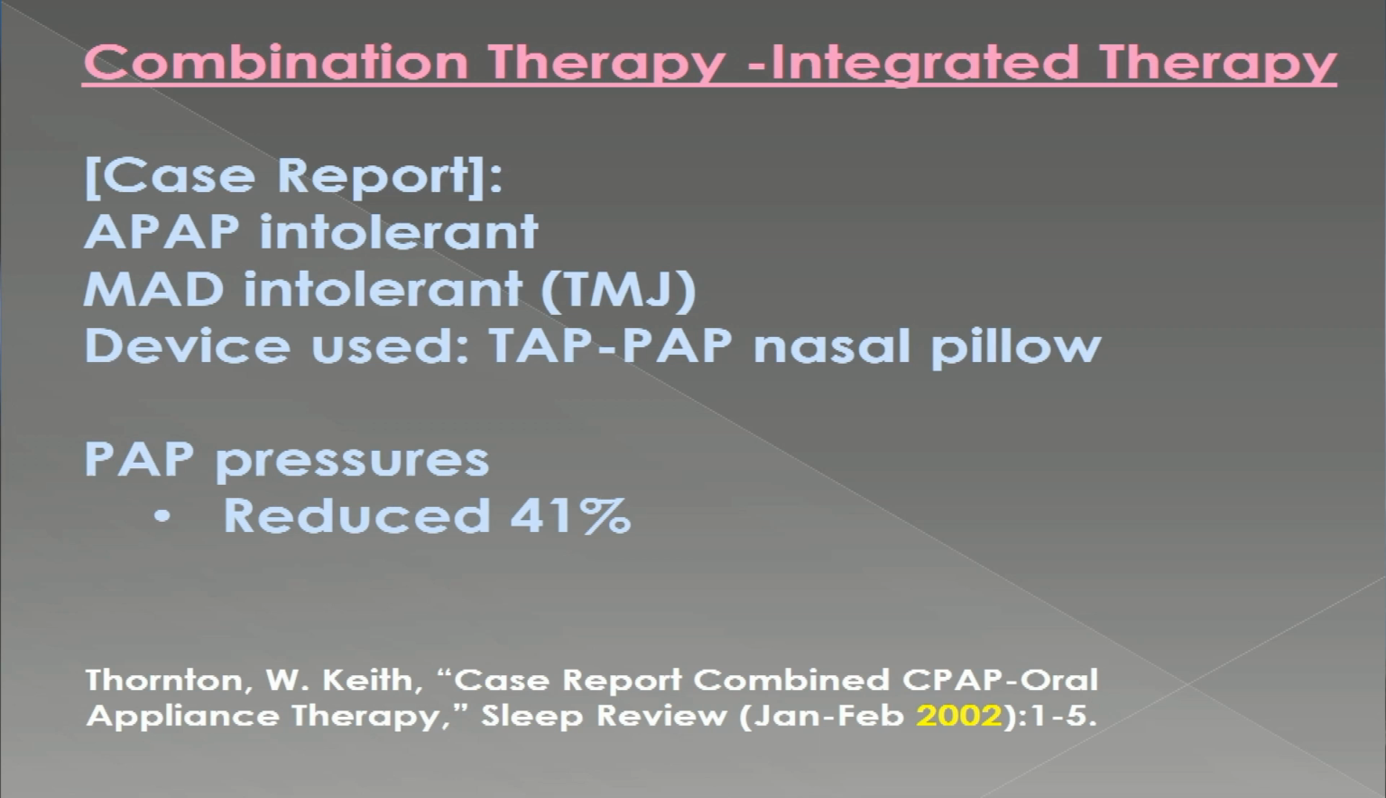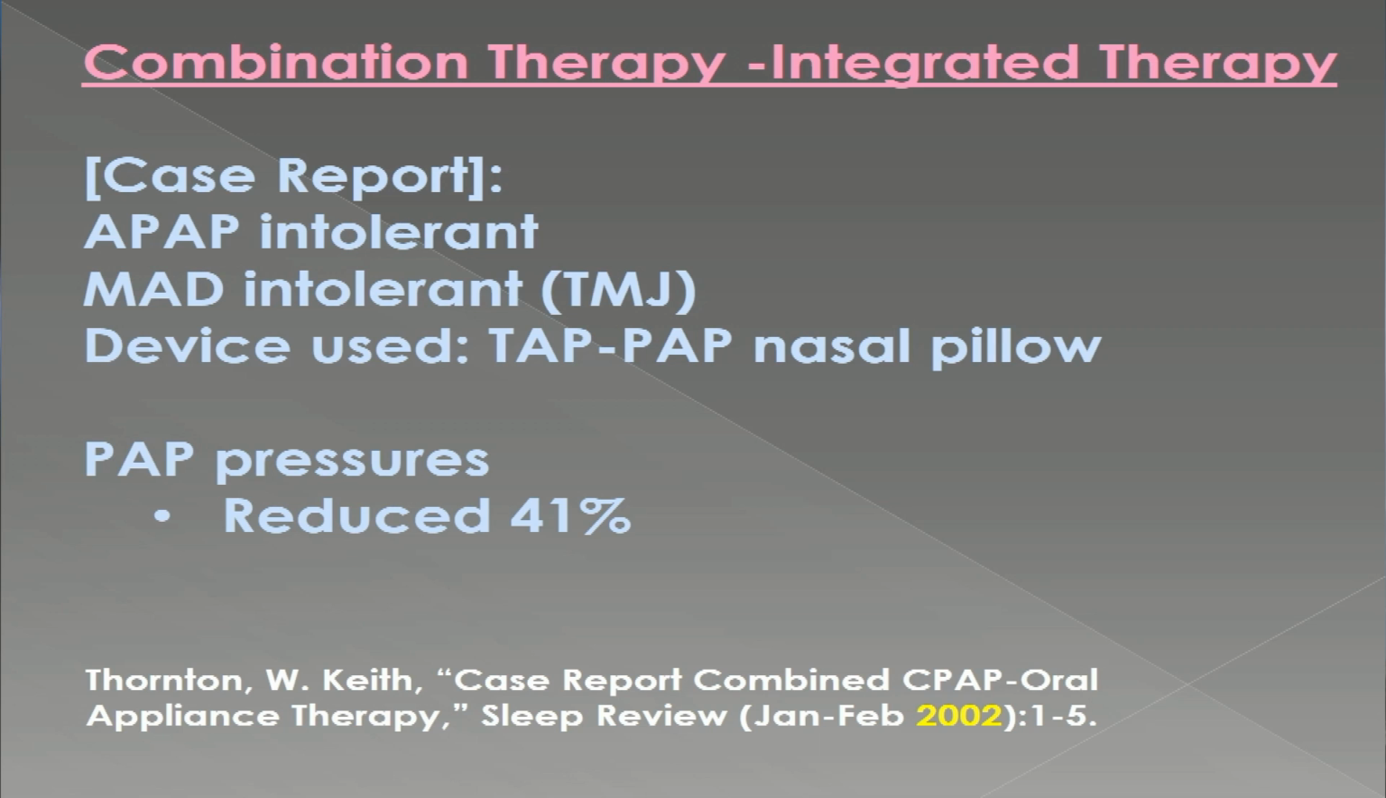You have to fail both therapies. So he used what they call a TAP-PAP nasal pillow, which I will show you later. But it's basically nasal pillows of a CPAP connected to a TAP oral appliance. So the PAP pressure is reduced by almost 41%. Now, you may say, yeah, what's the big deal about that? Well, let me tell you. CPAP goes from 0 to 30, right? Well, every time you go up 1 centimeter water pressure, it's not a 1 unit jump.